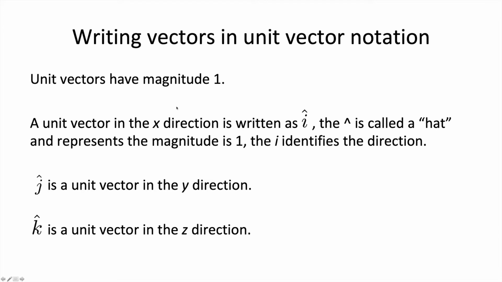So a unit vector in the x direction is written with the letter i, and we put this little symbol over the top. The symbol is called a hat. So this represents a vector with a magnitude of 1 in the i, which is the x direction. Now j is a unit vector in the y direction, and k is a unit vector in the z direction.